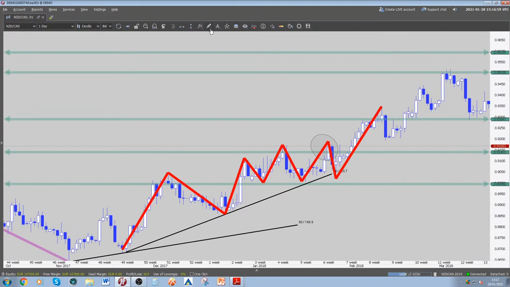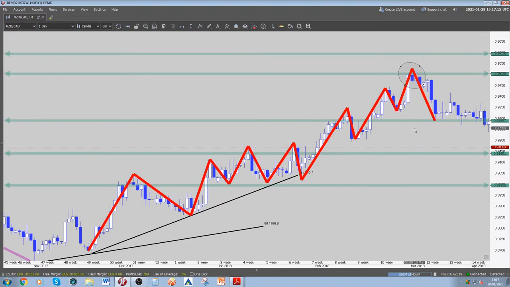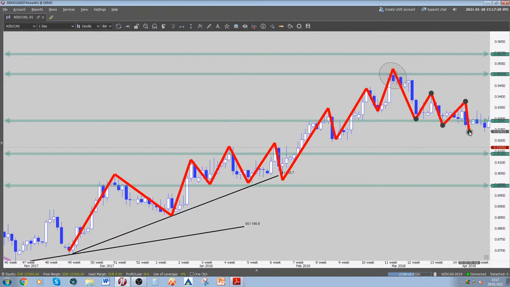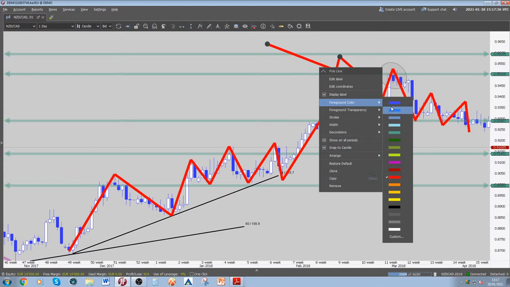So, you know, low to high, high to low, low to high, high to low. Now here, the market reacted here. Do we have a change in the short-term trend, everybody?